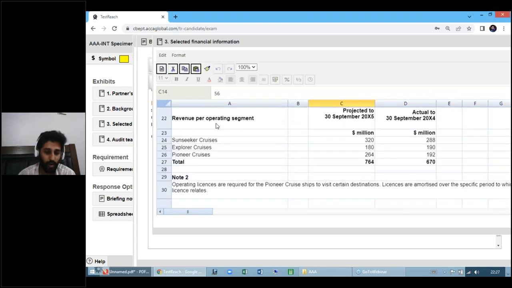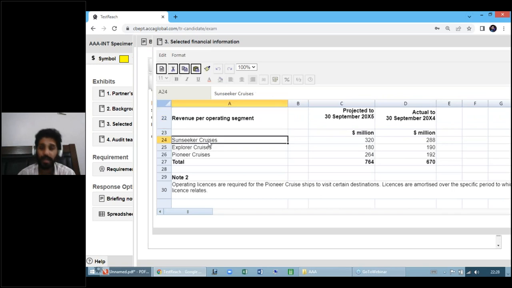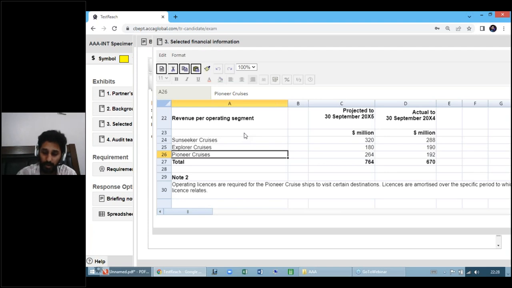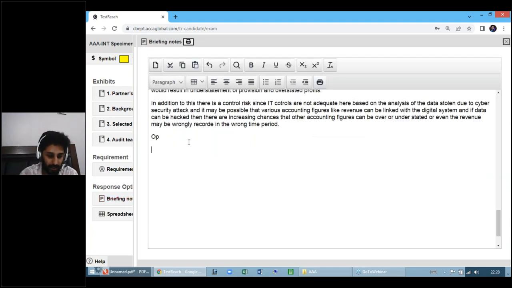please look at this: revenue per operating segment, Sunseeker, Explorer, Pioneer. There is no separate disclosure of the onboard sales, right? So this is the potential risk of non-disclosure. So I am writing that operating segment.